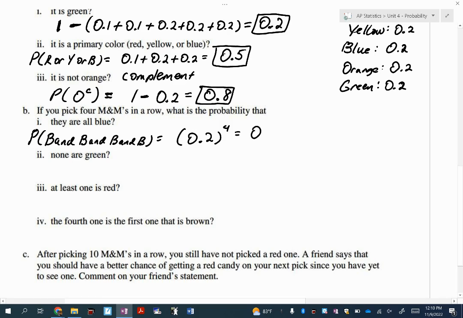is 0.0016, or rounded to 0.002. It's not wrong if you put 0.0016, that's fine.